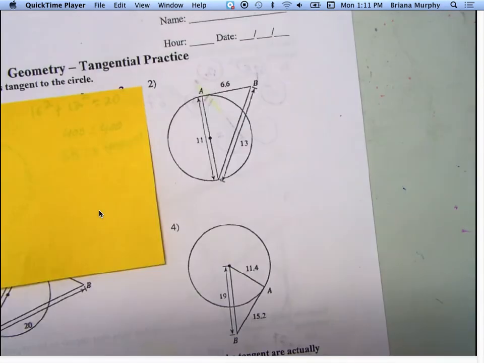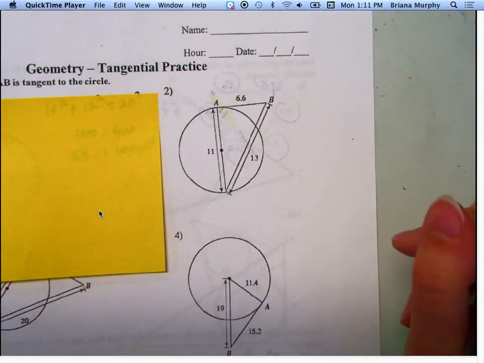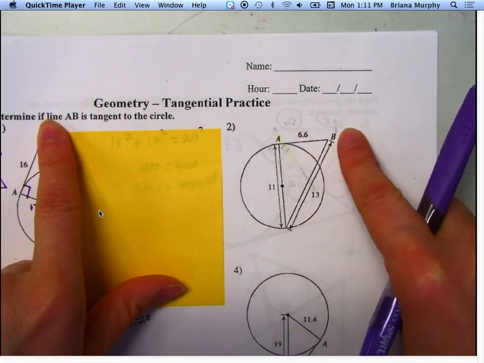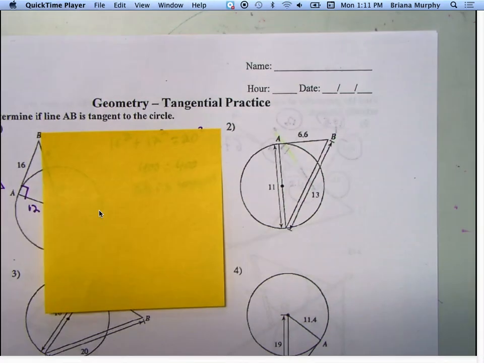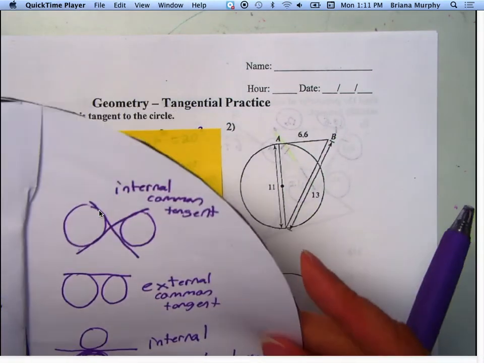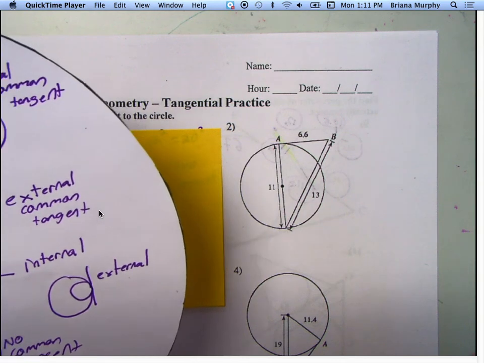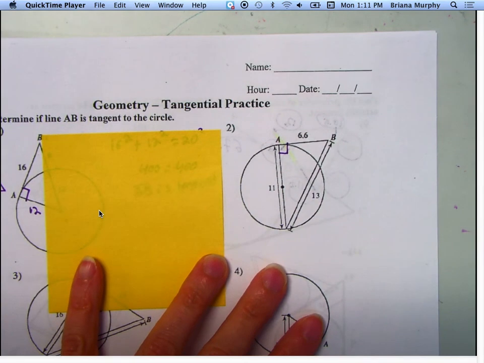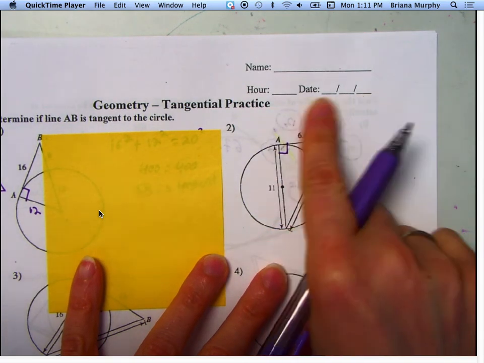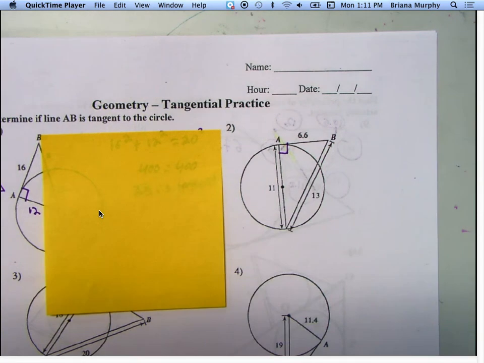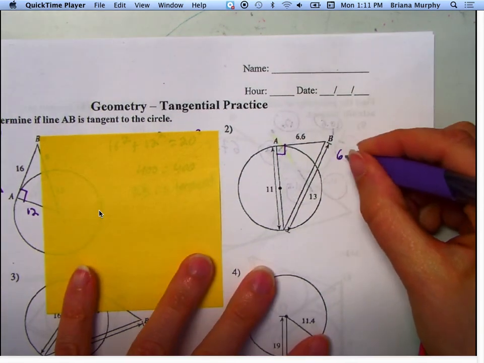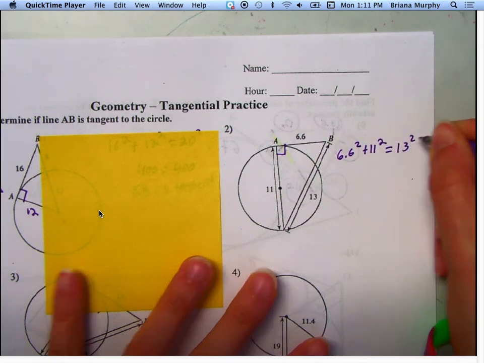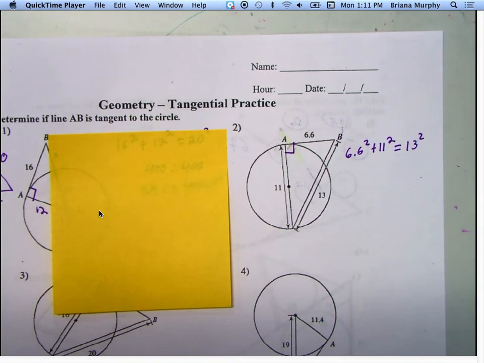Okay. We're going to start with looking at number 2. Now, we're determining if AB is a tangent line. Okay? If we look at what we just did, we know tangents must meet their radii at 90 degrees. So, if this is a tangent, this would meet at 90 degrees. Do you guys see that it's now a right triangle? Yeah. Okay, so Pythagorean theorem will have to work for this to be true. So let's say 6.6 squared plus 11 squared, does it equal 13 squared? And we're going to solve both sides of that equal sign to see if it's true.